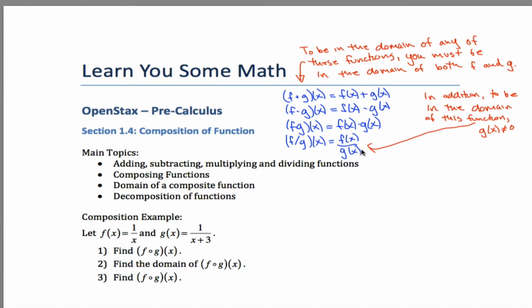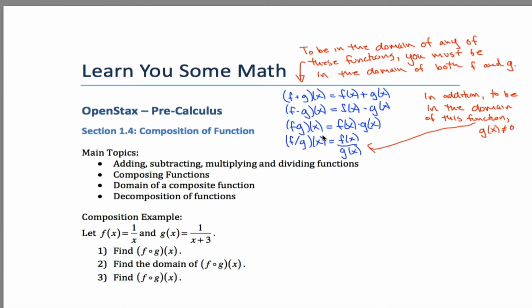There's an additional criteria for this 4th one here, because this 4th one introduces division. And one of the rules for domains is we got to make sure you don't divide by 0. So we also have to make sure that the denominator here, g of x, doesn't equal 0. So when you're figuring out the domain of f divided by g of x, first make sure to be in the domain of this thing.